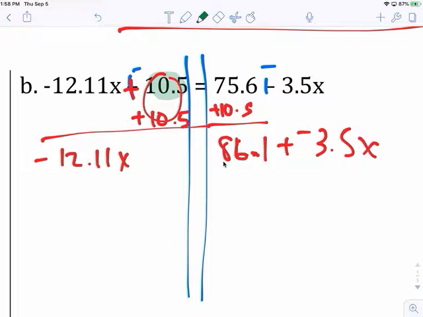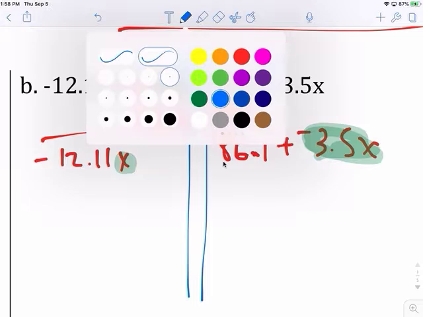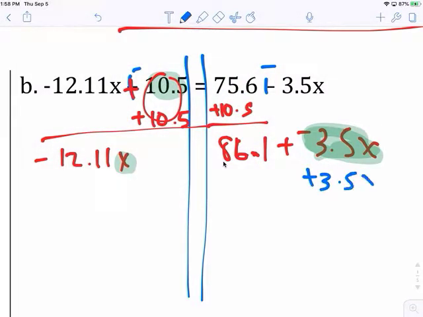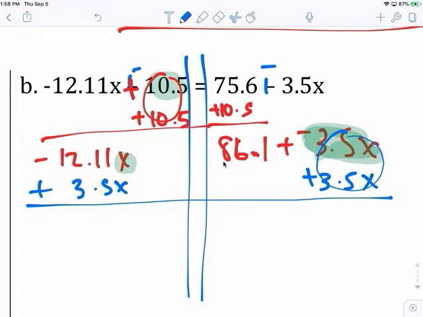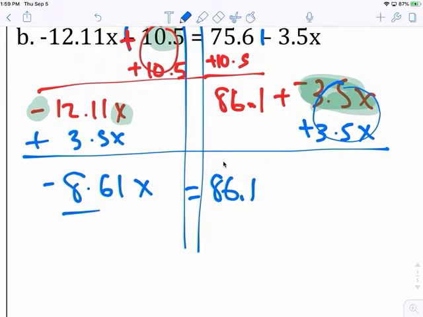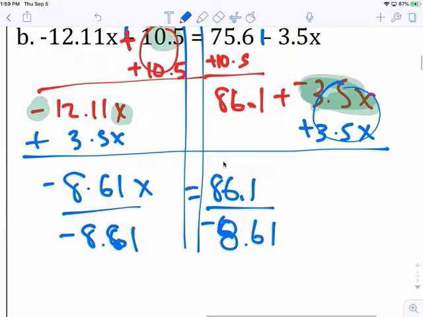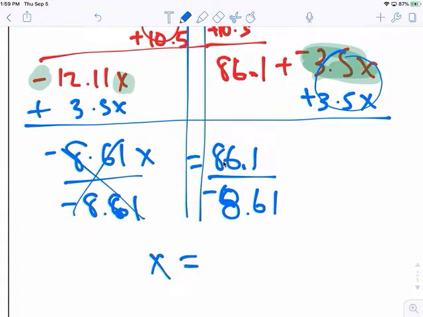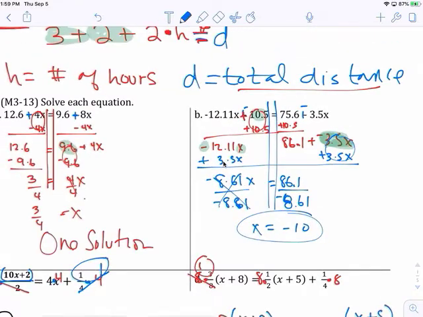You have to get rid of this one because this one has an x, so it's only working for this one. So you add 3.5x, add 3.5x. That's 0 there. 86.1 equals 8.61x. Negative, because the bigger number takes the sign. Divide by negative 8.61, divide by negative 8.61. That makes it equal to negative 10. One solution, because we have an answer.